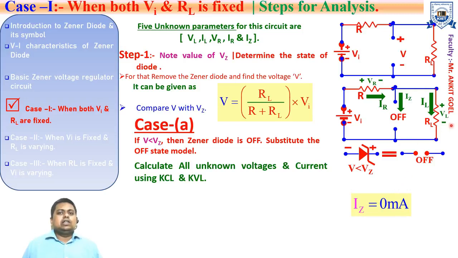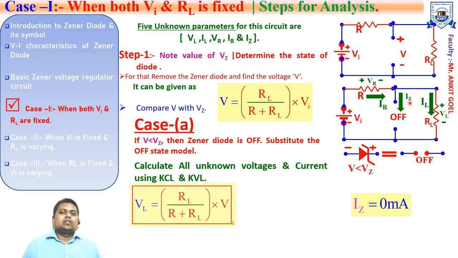This is the first unknown parameter we have found. Now you can easily find the voltage VL, which is the voltage across the load resistance RL. We have calculated VL is equal to RL upon R plus RL into VI. You know the value of VL and RL, so you can easily calculate the load current IL as VL upon RL, right?